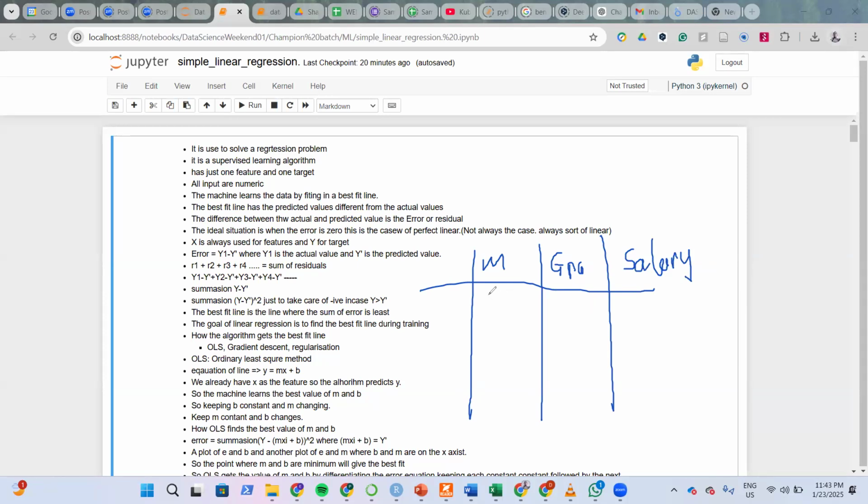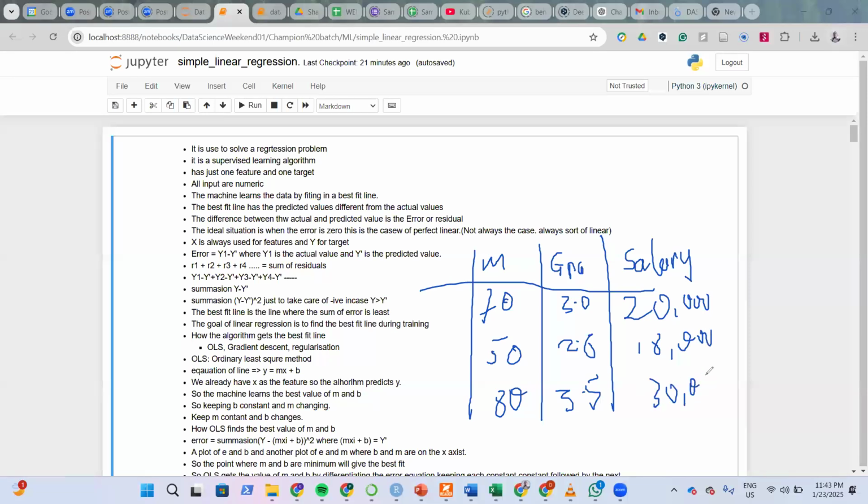And since it's a labeled algorithm, we can have marks like you scored, say 70, or 150, maybe 80, and then your GPA is maybe 3.0, 2.8, and then maybe 3.5. And then your salary is going to be, let's say, 20,000. And then this one is going to be like 18,000 or something. And then let's say 30,000.